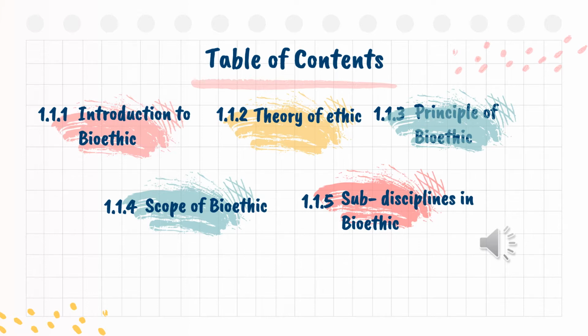So for today's lesson, I will present to you about the topic of bioethics. There are 5 subtopics in this topic of bioethics. The first one is the introduction to bioethics. The second one is the theory of ethics. The third one is the principle of bioethics. The fourth one is the scope of bioethics. And the fifth one is the sub-disciplines in bioethics.